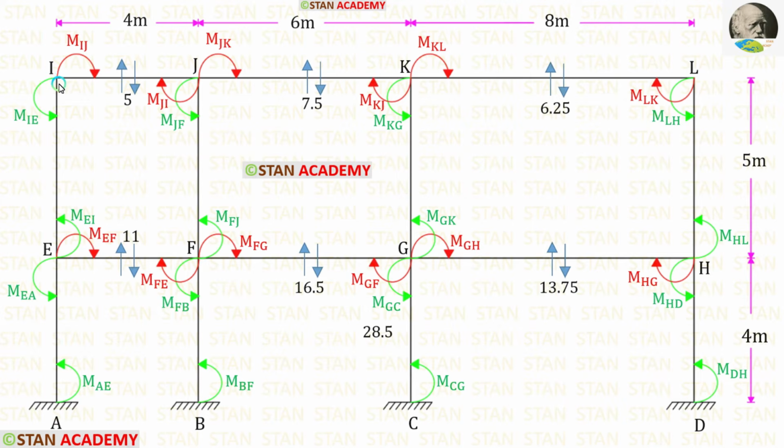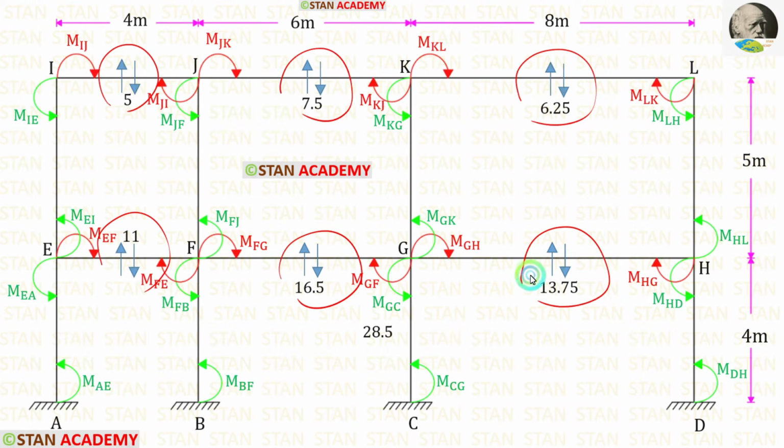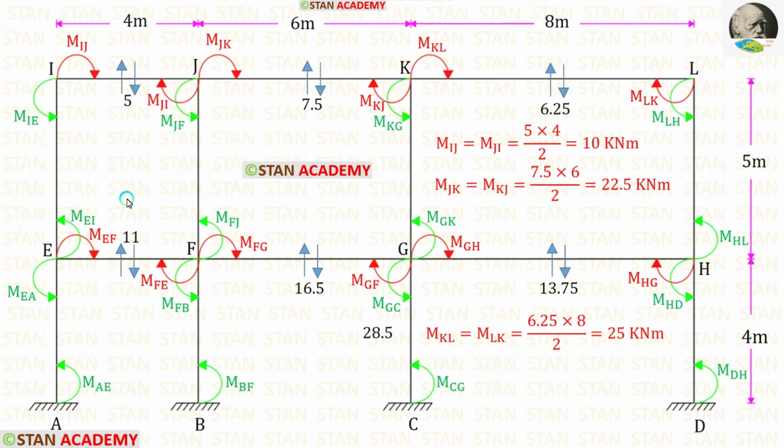For example, let us take the member IE. Here MIE and MEI will be the same. And when we take the member IJ, the moments MIJ and MJI will be the same. Now let us use the shear forces and find the moments in the beams. To find the moments, we have to use the formula WL upon 2. First, let us take the member IJ. Here W is 5, L is 4. So for MIJ and MJI, we are getting 10.